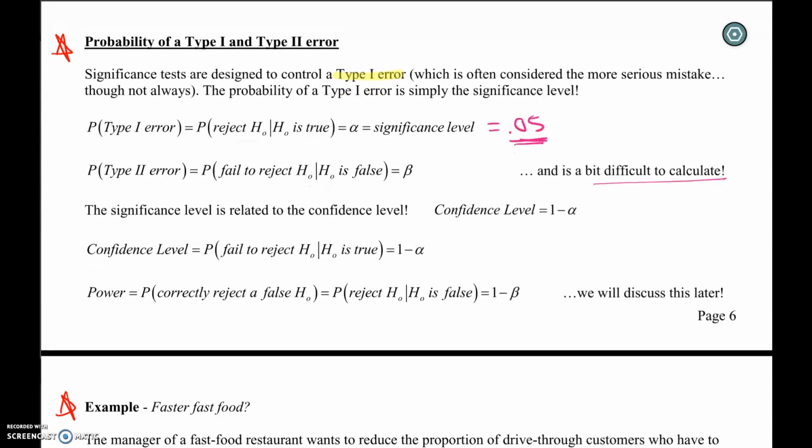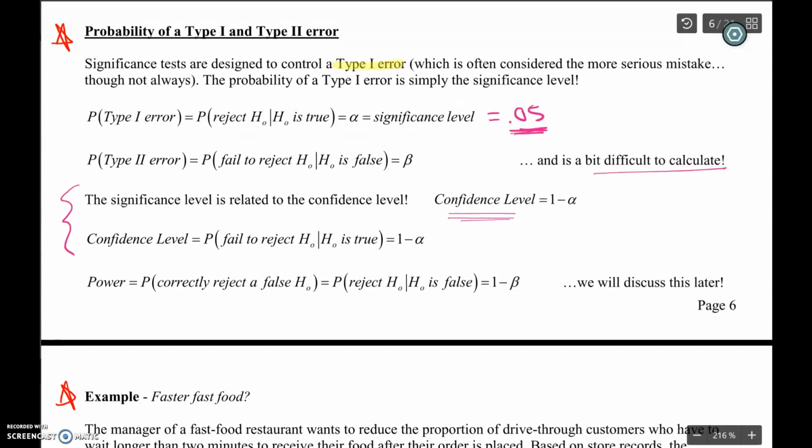The significance level is related to the confidence level. I'm introducing confidence level here, trying to link it to confidence intervals a little bit. That may or may not be a wise choice, but I'm going to do it anyway. So the confidence level is the probability that if the null is true, you correctly do not reject it. So if you reject it 5% of the time incorrectly, then 95% of the time you're going to make the right decision.